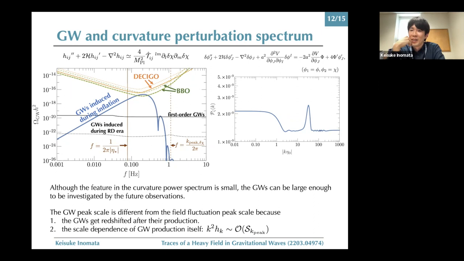But at least, for example, we can see this small peak here, and this peak is here. So this kind of gravitational wave is very small. This is just because there is no interaction between the inflaton and the spectator field in the potential. But I think we need to calculate the curvature perturbation at first.